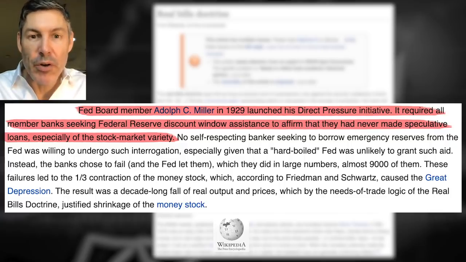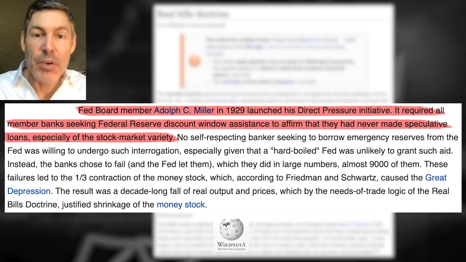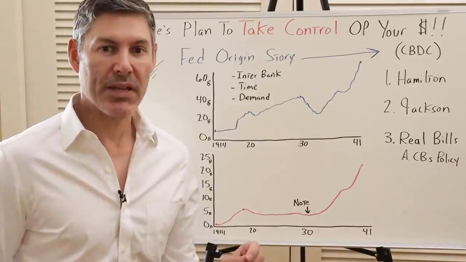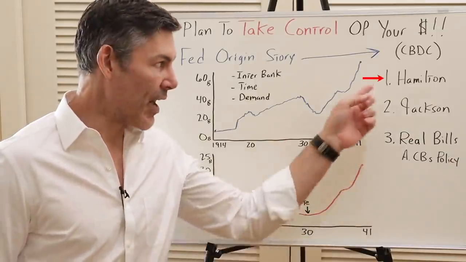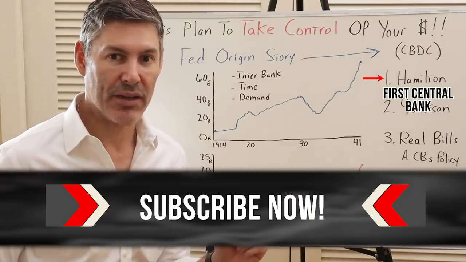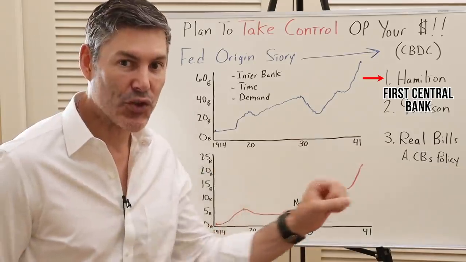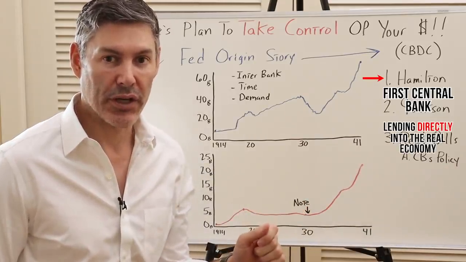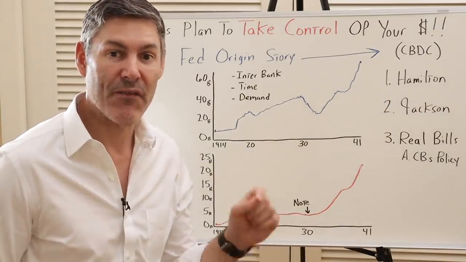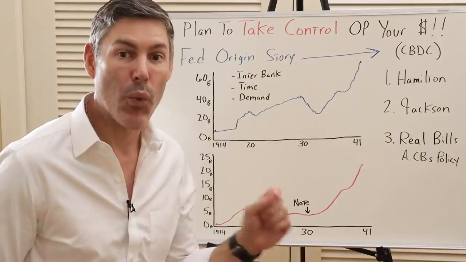But today we want to focus on what the motivations are for the current day central bankers to create a central bank digital currency that will give them control over your money. So the main takeaways from step number 1 is Alexander Hamilton set up the first central bank in the United States with the objective of lending directly into the real economy, something a central bank digital currency would give the current day Fed the power to do at will.